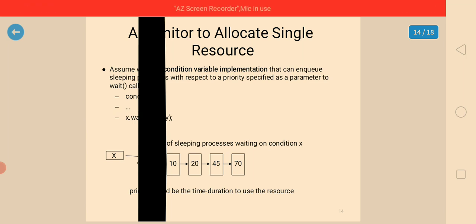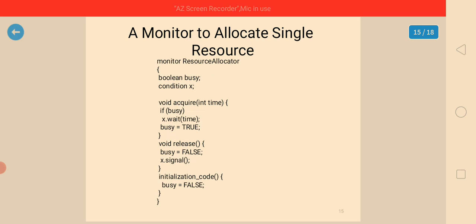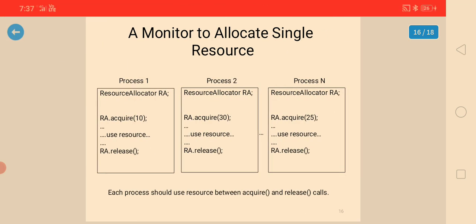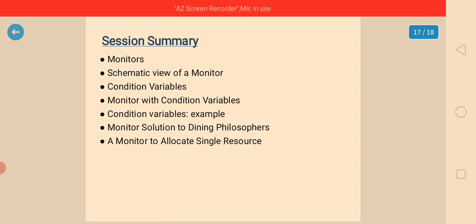So here a monitor is to allocate a single resource. For a single resource here we are using wait operations. So a monitor to allocate a single resource, the code is given here. So here number of processes, p1 process, p2 process. So n number of processes we are using here. Each process should use the resource between acquire and release calls.